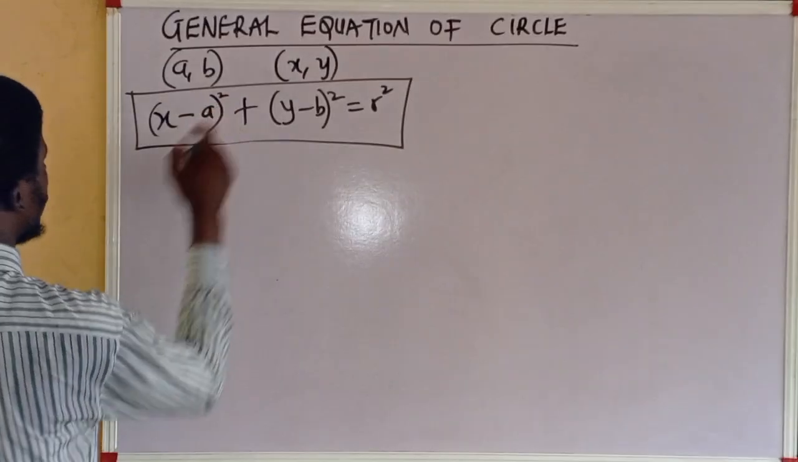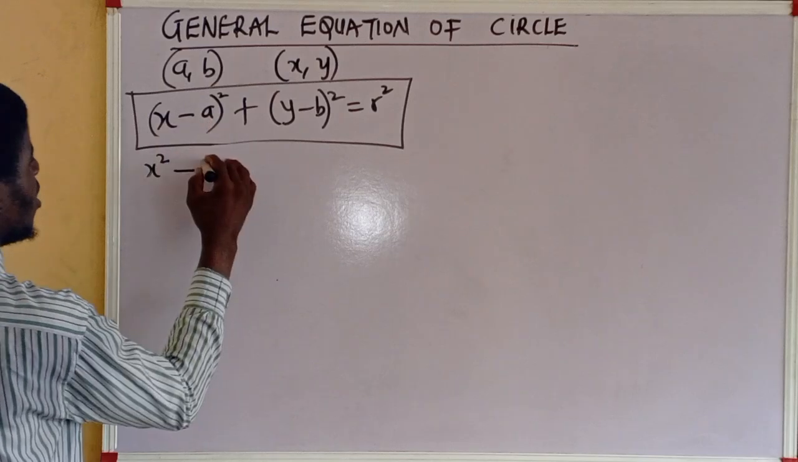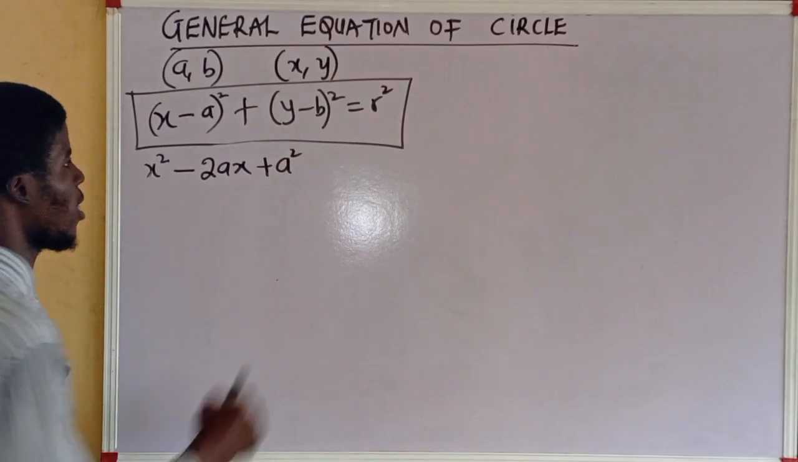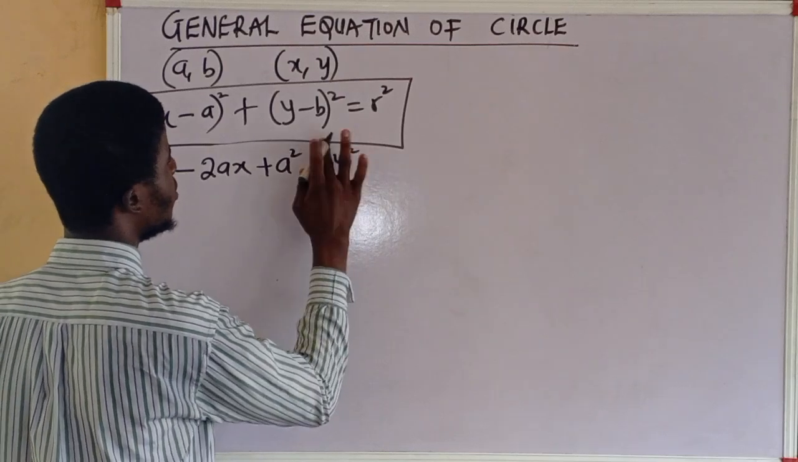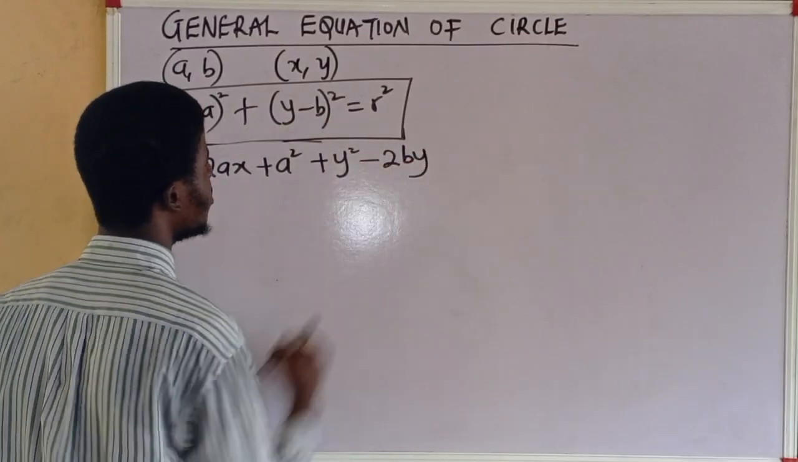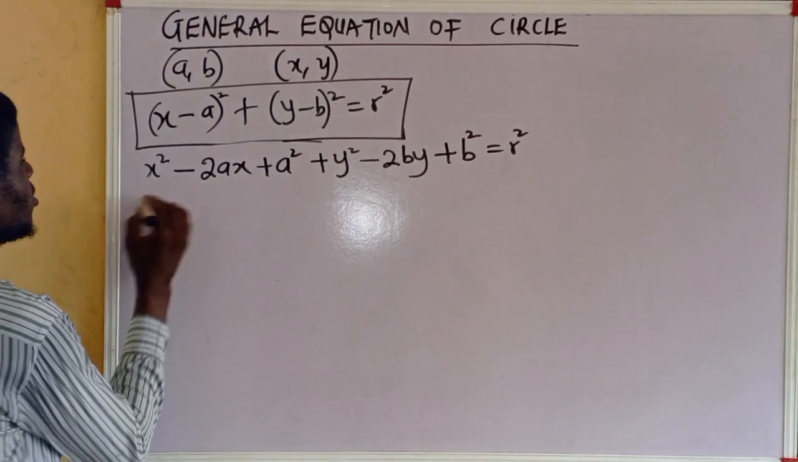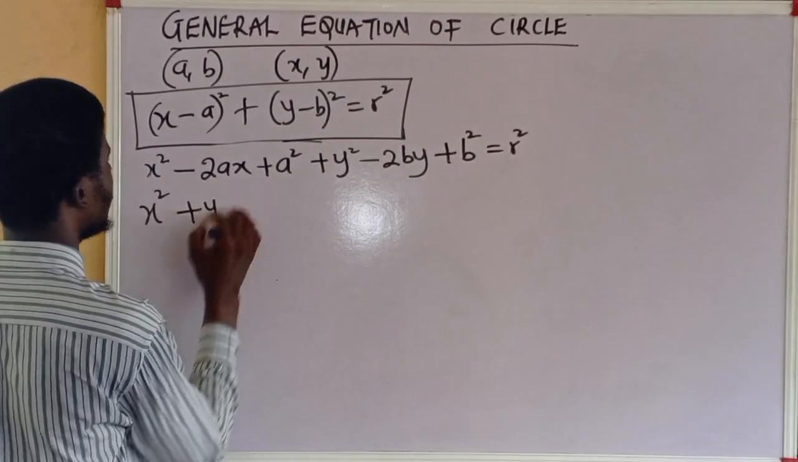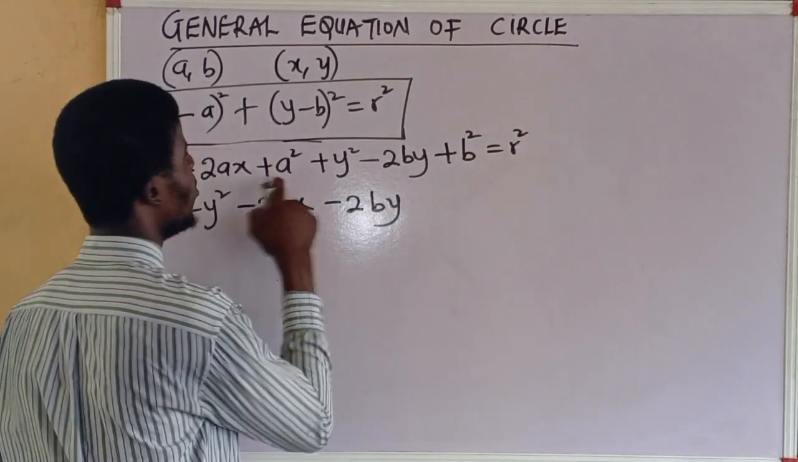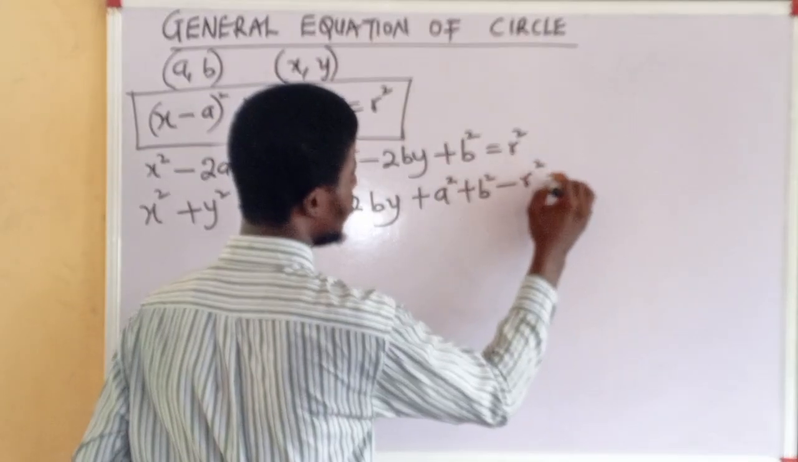If I expand this (x - a)², I'm going to obtain x², minus 2 times x times a, that's 2ax, then minus a all squared, that will be plus a². Then if I expand this, I'm going to obtain y², then 2 times y times minus b, minus 2by, then minus b all squared, that's plus b², equal to r². So this is x² plus y² minus 2ax minus 2by plus a² plus b². If this r² crosses to the other side, it turns to minus, equal to 0.